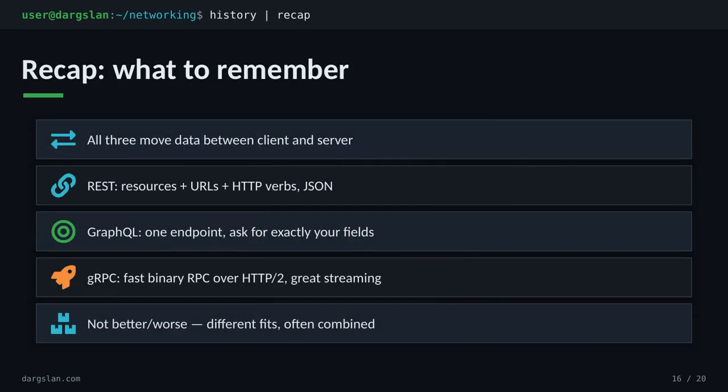So, let's pull it all together. All three are really answers to the same question. How should a client and server structure their conversation? REST gives you resources, URLs, and HTTP verbs, usually speaking JSON. GraphQL hands you one endpoint where you ask for exactly the fields you need. And gRPC goes fast and binary over HTTP2 with first-class streaming. None of them is better or worse. They're different fits, and in real systems, you'll often see them combined.